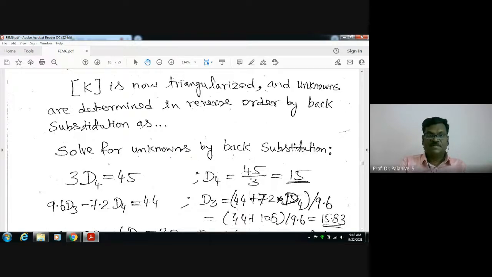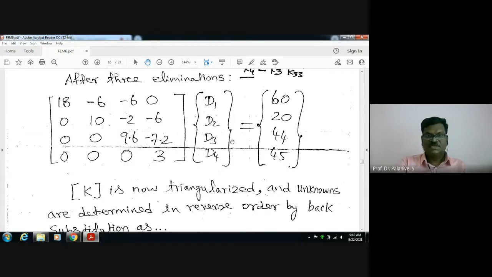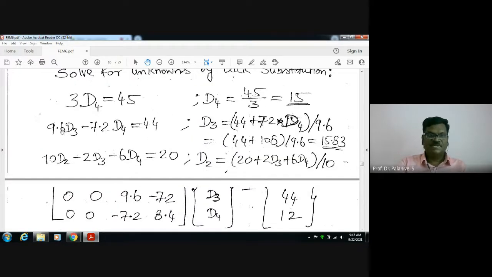Okay, next, back substitution method, no. Next, this equation, you write down 9.6 into D3, 0 into D1, 0 into D2, so 0. 9.6 into D3 minus 7.2 into D4 is equal to 44, isn't it? That's what is written here. 9.6 D3 minus 7.2 D4 is equal to 44. In that, we know D4 value is already determined, 15. Substitute here. That is the back substitution method. Substitute 15 instead of D4 here. So D3 is equal to 15.83, we determined. The computation is shown here.